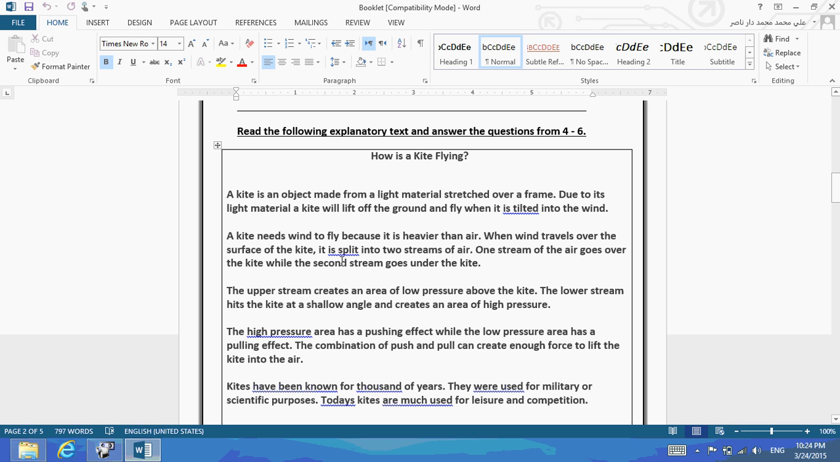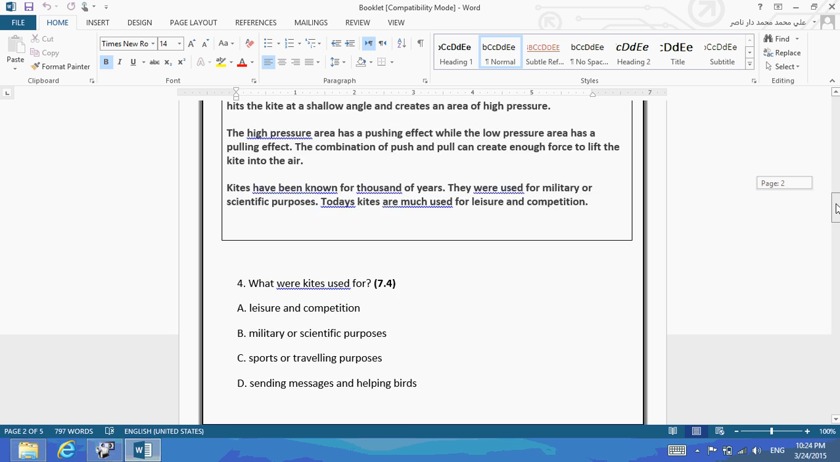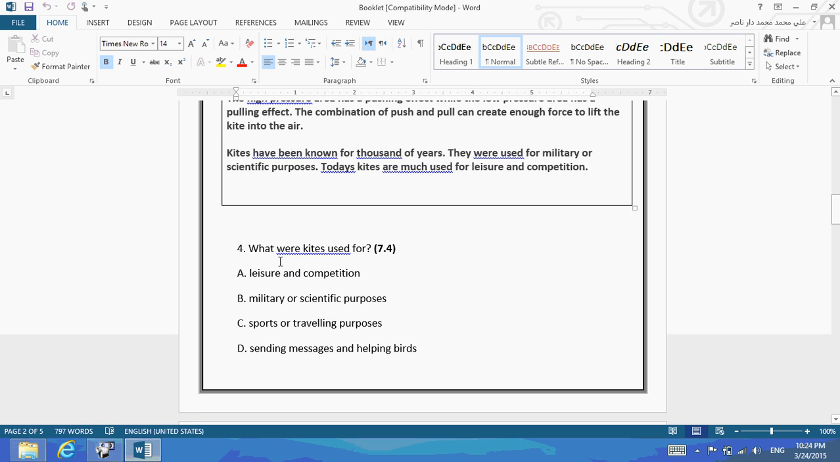You start scanning the text paragraph by paragraph. Then you get back to the questions. What were kites used for? The head words are "kites used." You see? They were used for military or scientific purposes.